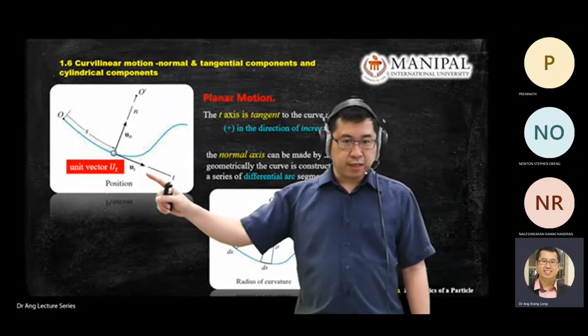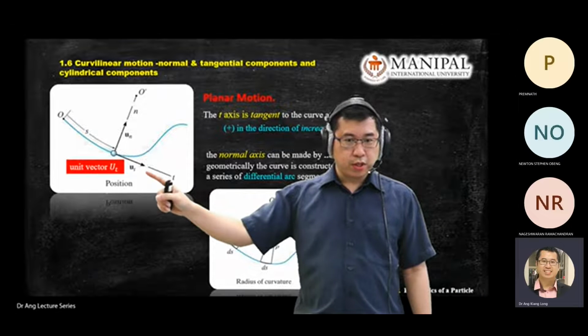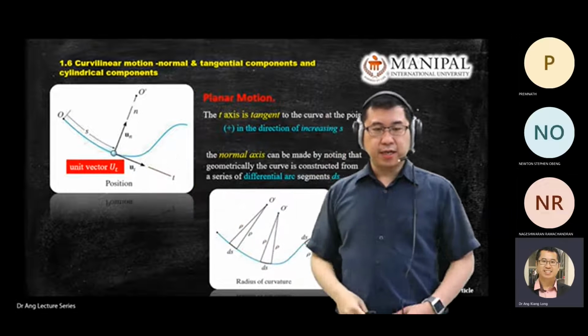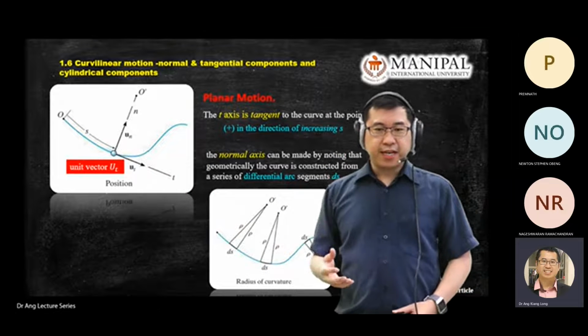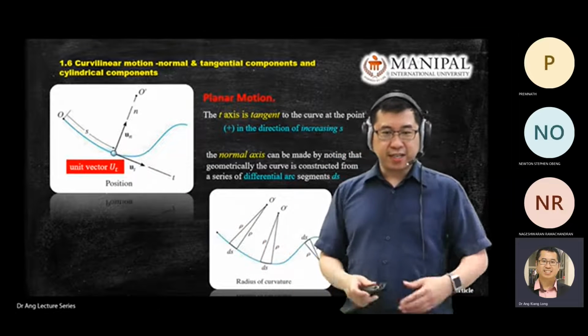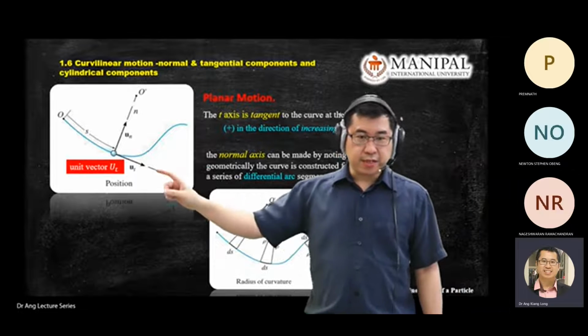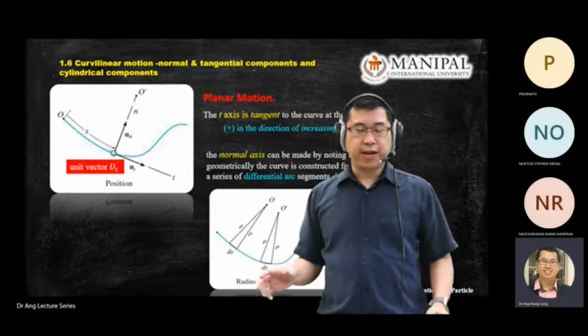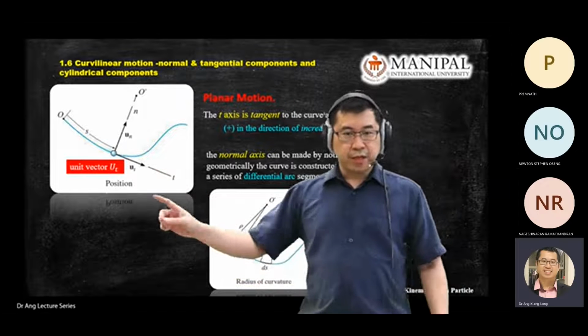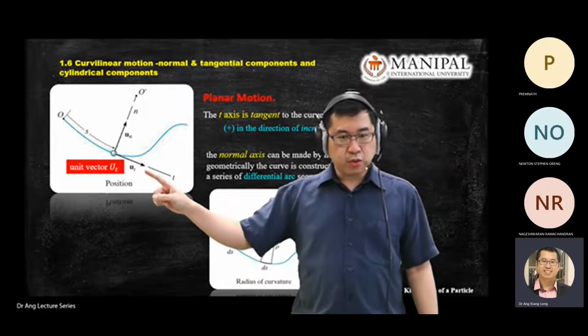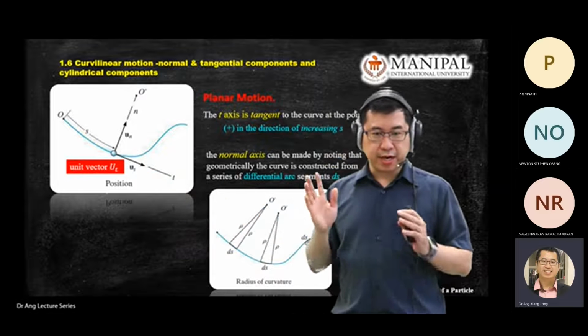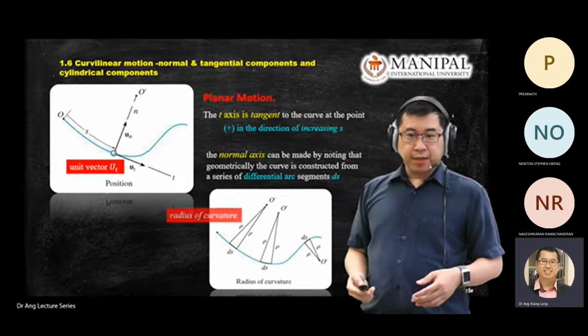And both u_t and u_n here represent direction. Don't confuse this with velocity. So this is a vector direction. You know a vector has magnitude and direction. So the ones you're seeing here, u sub t and u sub n, these are the directions. Okay?